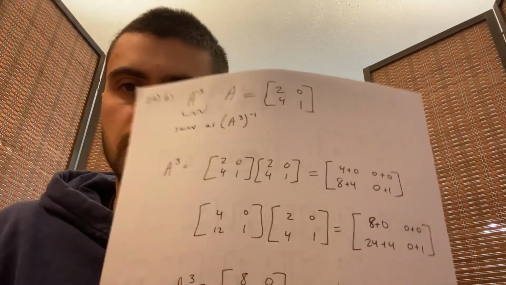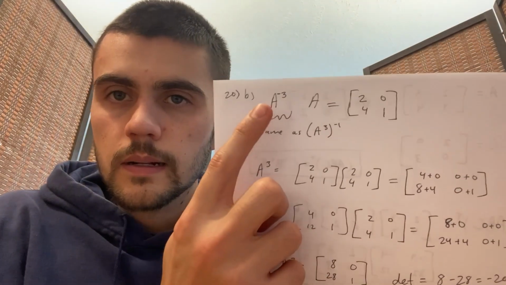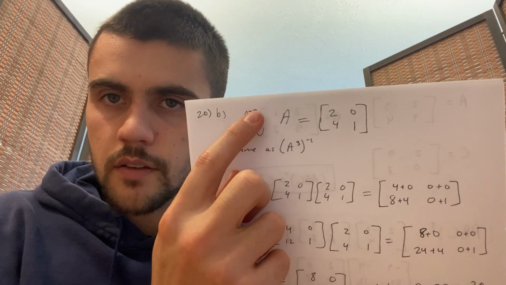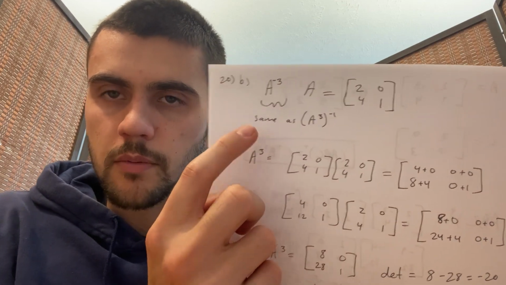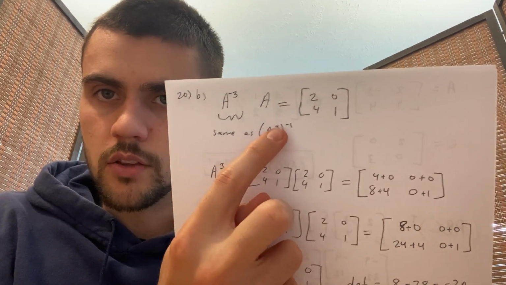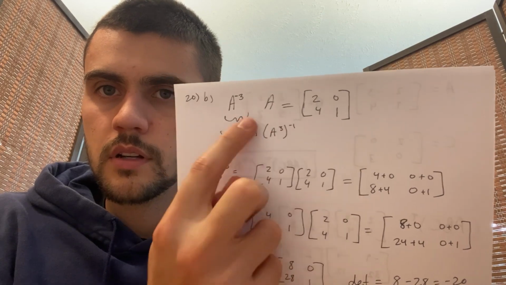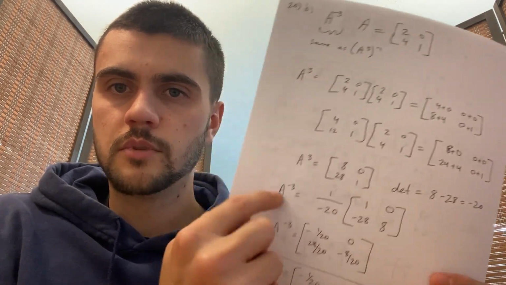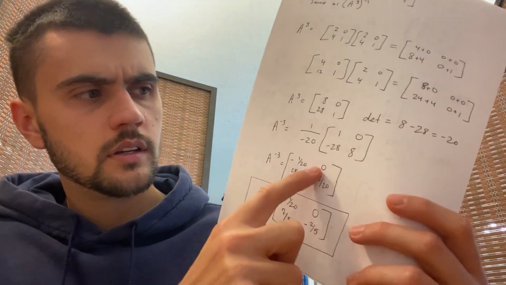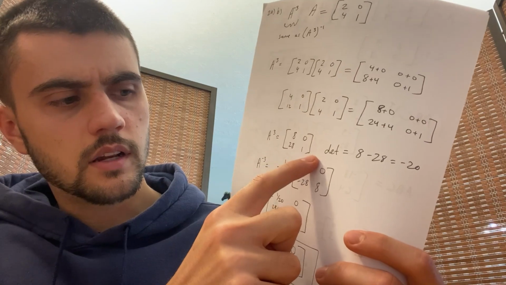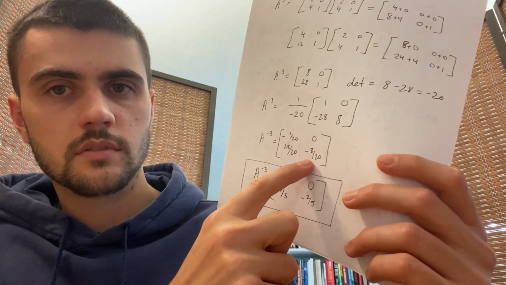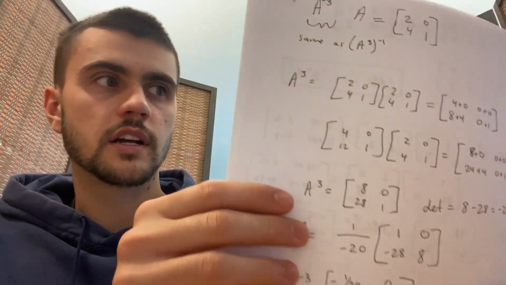Okay, now we're going to compute on this problem A to the negative third, and if I remember correctly, it's the same as the inverse of A cubed. So first I'm going to find A cubed, which I did, and then I find the inverse of A cubed. So I believe that's right. And then the next one is going to be similar to that, but it's not A to the negative 3, it's a different statement.